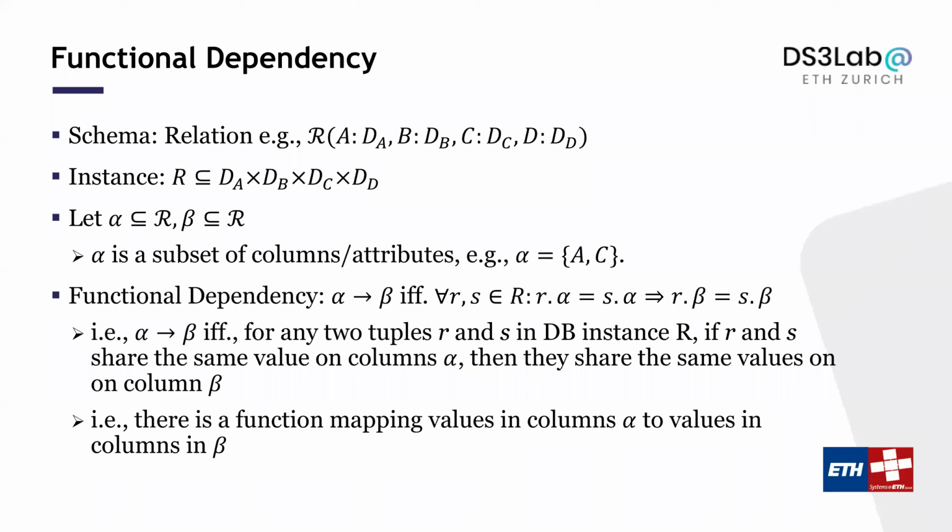If there's a functional dependency from alpha to beta, then intuitively there's a function that maps a value in column alpha to values in column beta. And we will write it in this way to represent that the relation instance R satisfies this functional dependency.